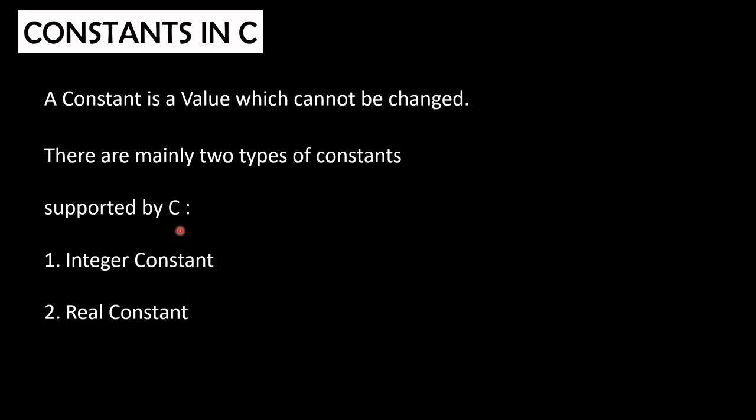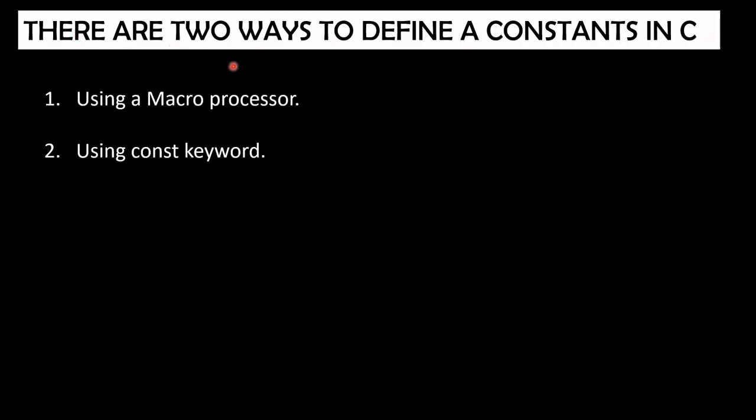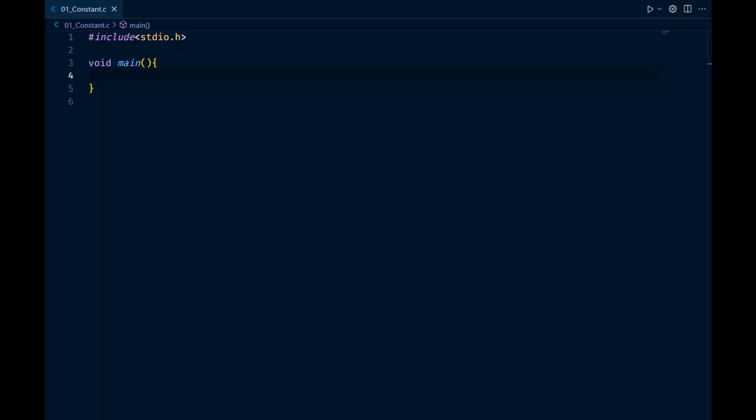There are mainly two types of constants which are supported by C, that is an integer constant and a real constant. Integer constants store only integer values, where decimal values are not supported, whereas real constants store decimal values. There are two ways to define a constant, that is using a macro processor or using a const keyword. Here const is the keyword to define a constant. Let's discuss each of these ways in the coding environment.